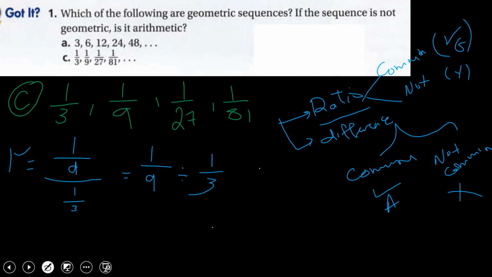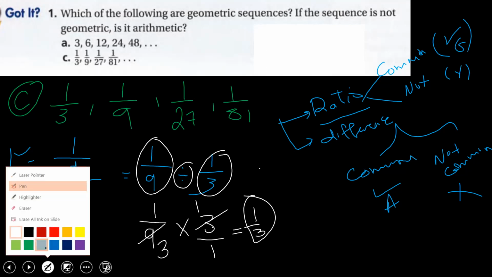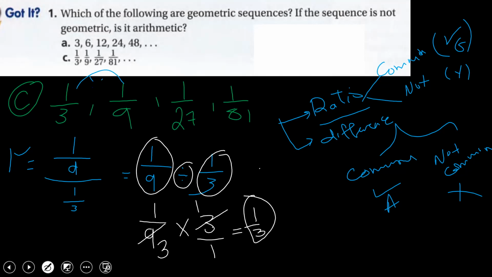What did we say? We say that I will keep the first fraction as it is. Then I will change the divide to its opposite, which is multiply. Then I will write 1 over 3 as 3 over 1. Then after I simplify, I will get that the r here is 1 over 3. Let's take another one now.